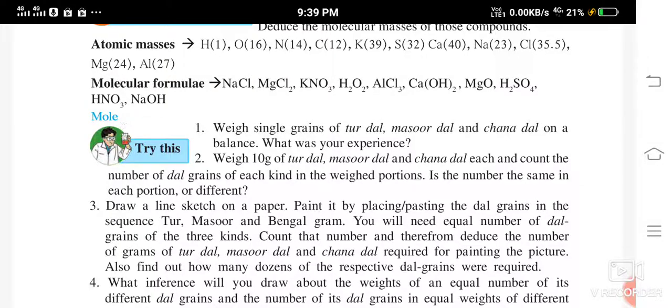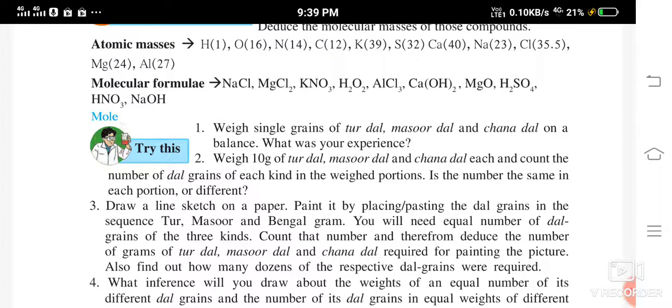Students, in the last video, we studied atomic masses and molecular formulae. The molecular formulae were given, and I had told you to calculate the molecular masses of those compounds. I hope you have done this. Some of you have sent it, many of you have not. So, do send it as early as possible.